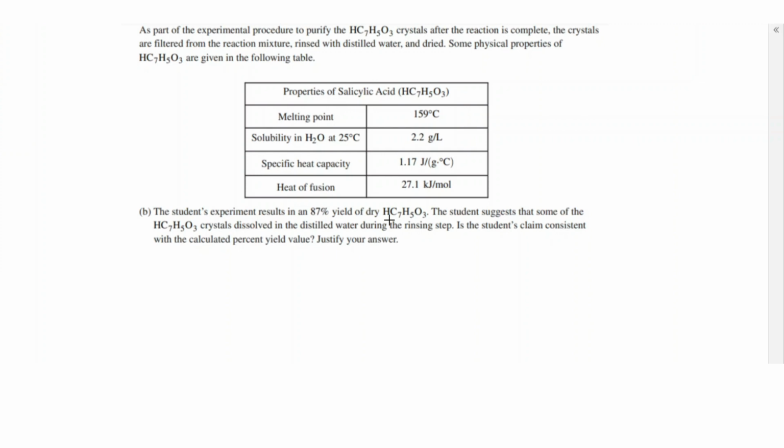Okay, so this one actually has nothing to do with the data we're given, so you want to ignore that, because it's just here to confuse you for this question. All this question is asking is, can salicylic acid dissolve in water? And the answer is yes, obviously, acids do dissociate in water, and so it is possible that some of it dissolved, leaving us with not 100% yield, because some of it dissolved and then we have our solid yield. So I'm not going to write that out, but I'm sure you understand.